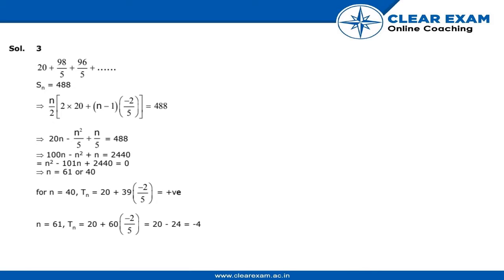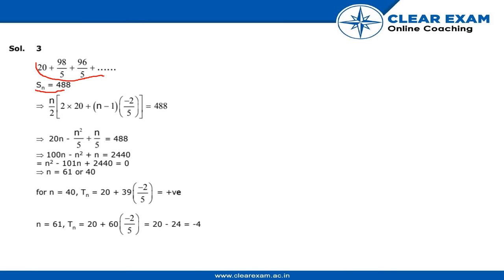As we can see, this is our series in which a, that is our first term, is 20, and d is the difference between the other two terms, which is minus 2 by 5. We are given Sn, the sum up to nth term, as 488. As we know, the formula of Sn is equal to n by 2 into 2a plus n minus 1 into d, which is the difference between two consecutive terms, and this is equal to 488.